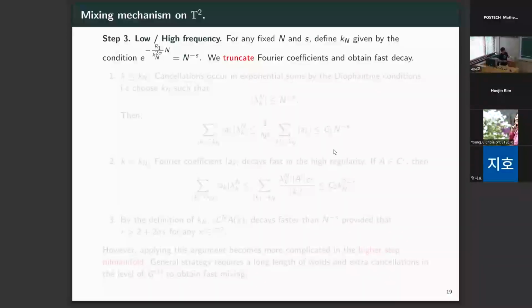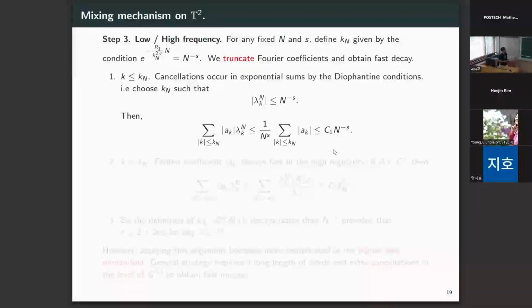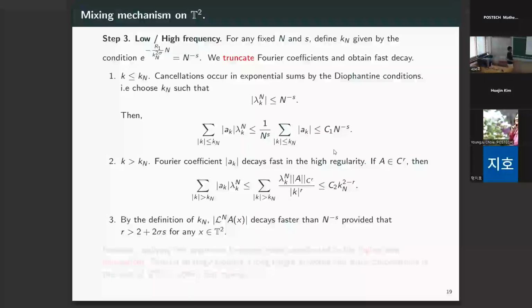So now I will split the small part and the large part. When the frequency is small, then lambda sub k to the n decays like n to the minus s, and then it can be controlled in such a way. But for the large frequency, I will just use the high regularity. So just remember the definition of rapid mixing. To prove rapid mixing given S, we just need to choose some large R. We can take R as large as we want, so that is one good benefit. Given S, we want to find that the correlation decays like n to the minus s, so R can be just bigger than this.